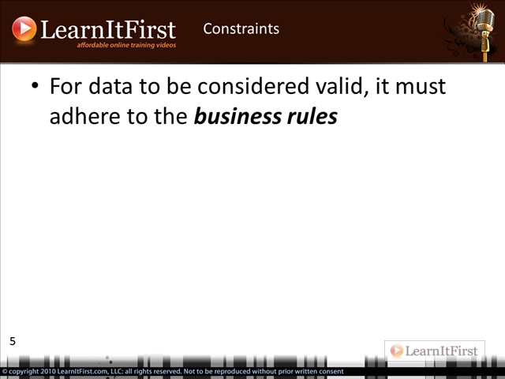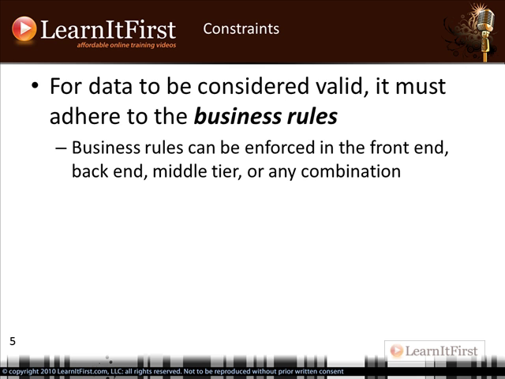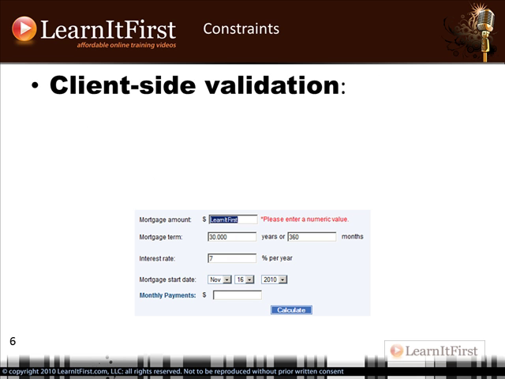What we're talking about with validation, it has to adhere to the business rules. Now your business rules can be enforced in the front end, in the back end. You can have middle tier components that do validation. We could do any combination of these.